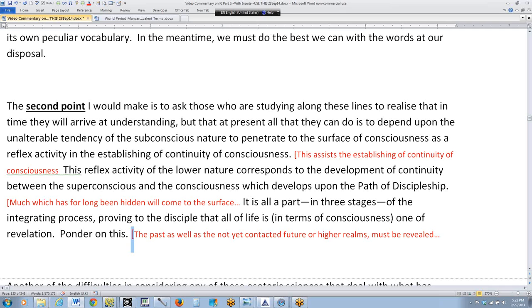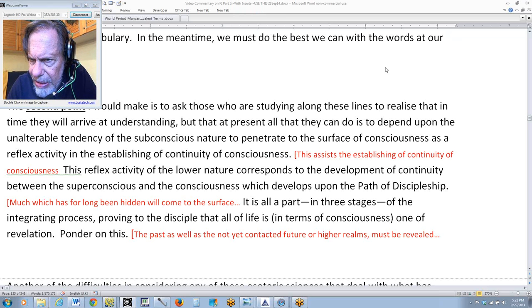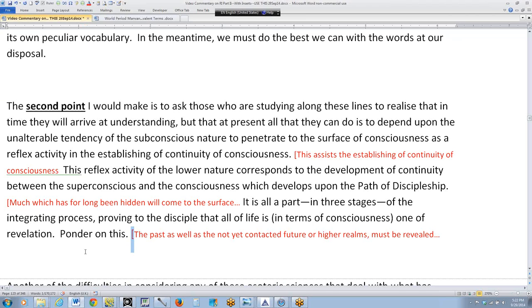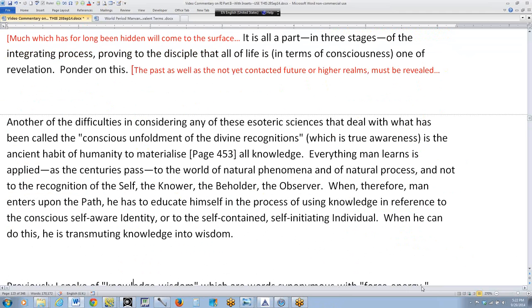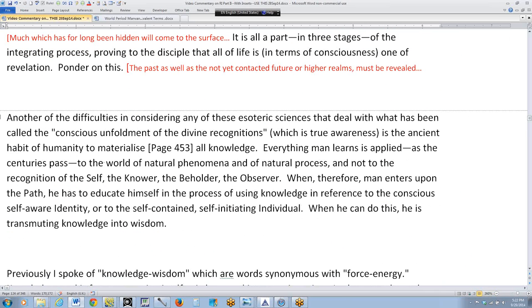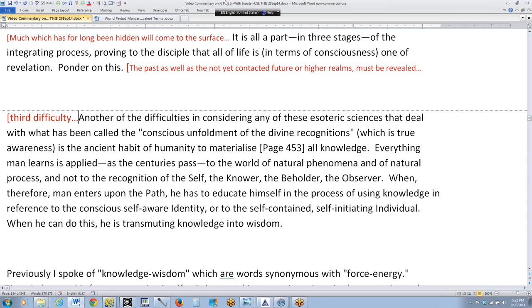So there will be a coming to the surface of all that has been experienced, and it will be linked up with all that is being experienced and all that has yet to be experienced. The superconscious is, as far as we're concerned, really the future. It has not yet been integrated into the consciousness of man within the personality and within the using of the physical brain.